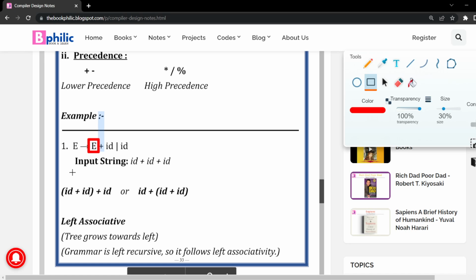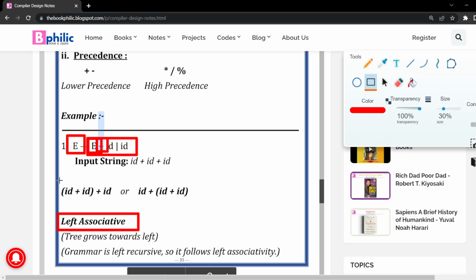So this will be left associative because this is nothing but a left recursive grammar. A left recursive grammar is nothing but a grammar in which, in the RHS, the leftmost symbol is the same as the LHS. That's why it is known as a left recursive grammar.